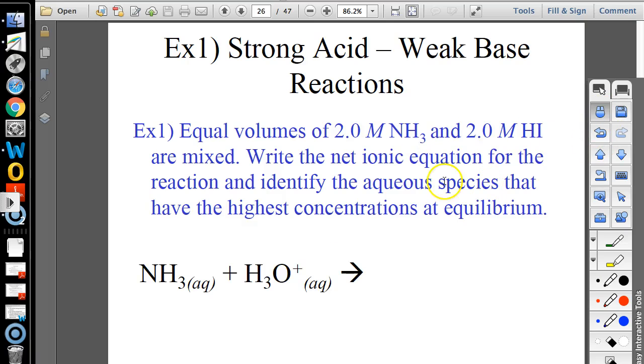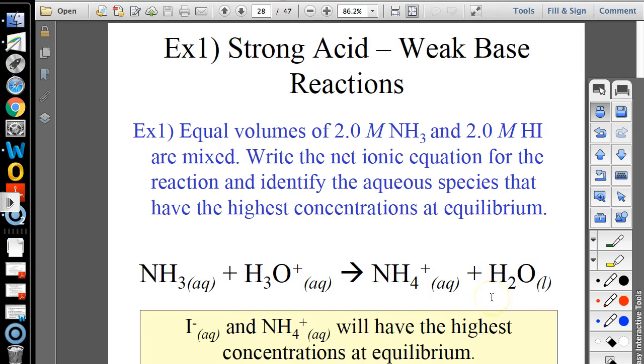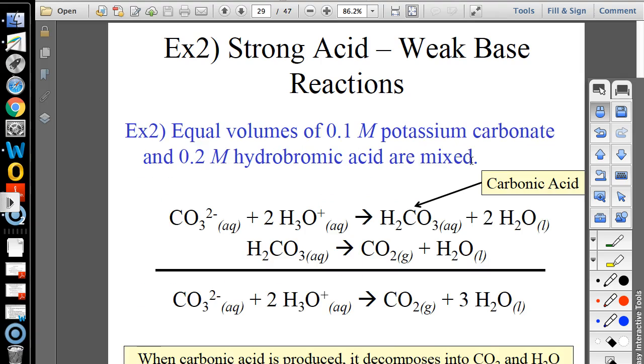So I think they chose to write out hydronium, which is fine. But if you do that, you make sure that water's showing. I don't think that was necessary. And it's my preference to always just use hydrogen because on your formula sheet it has hydrogen. So anyway, the iodide and the ammonium will have equal concentrations because they came in with equal concentrations. So there's that. We don't really need to do this.